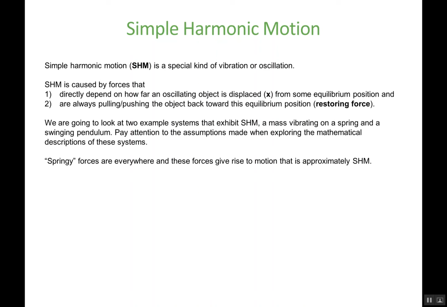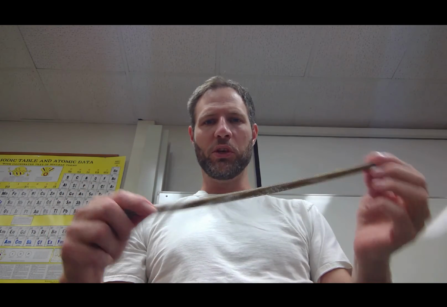on how far the oscillating object is displaced from some special position called the equilibrium position, and the force that's pushing and pulling on these objects is always directed back toward this equilibrium position. So we call this a restoring force. A really good example of a system that follows these two rules are systems that involve springs. Here, let me show you.